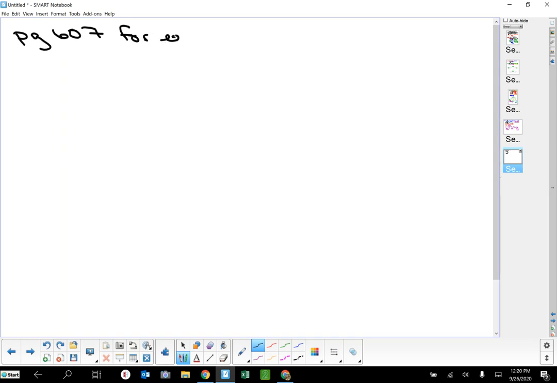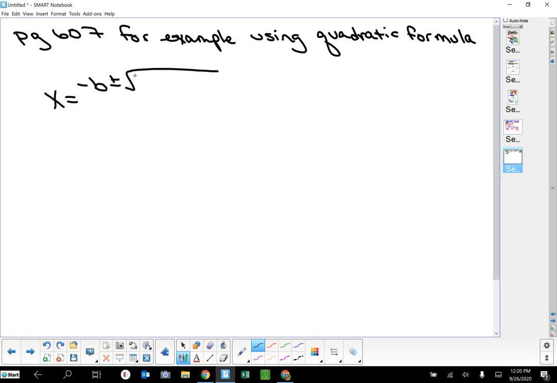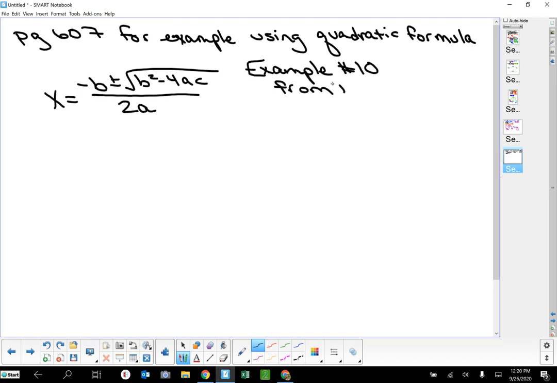For an example, using the quadratic formula to solve a trig equation. Now, the quadratic formula in general is x equals negative b plus or minus the square root of b squared minus 4ac, all over 2a. So here's what we're going to do. This is example 10 in the book in this section, if you want to have that open on another tab.